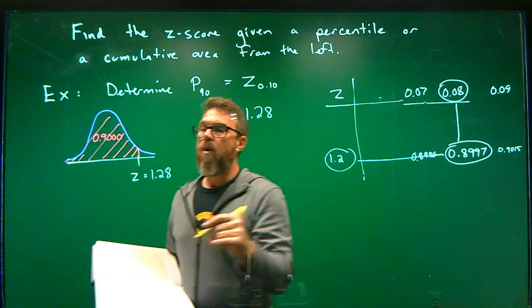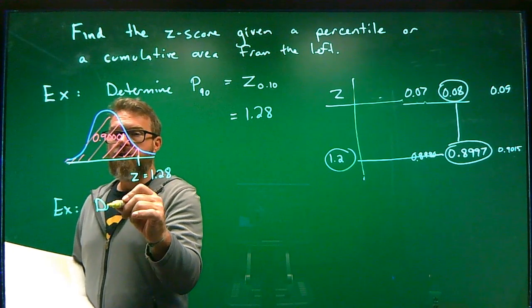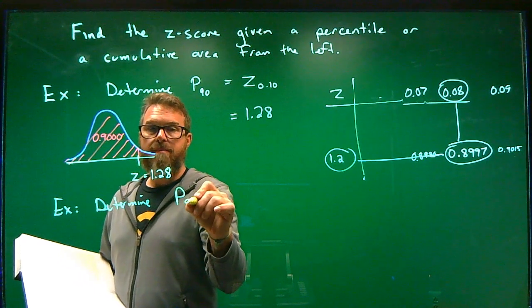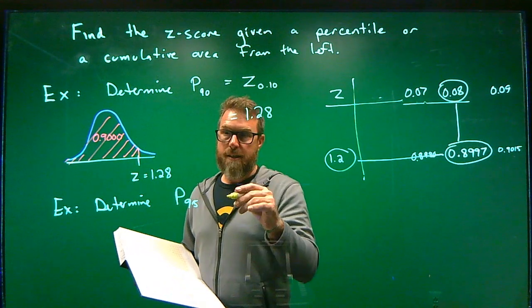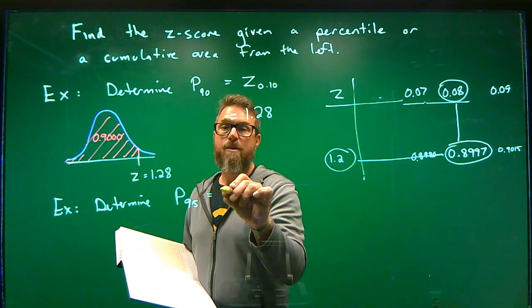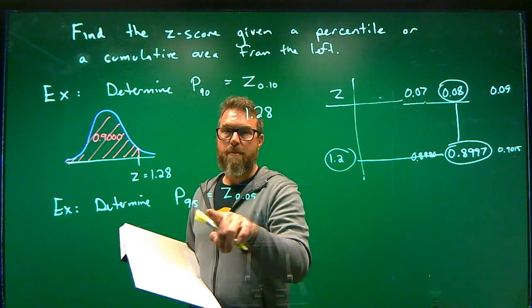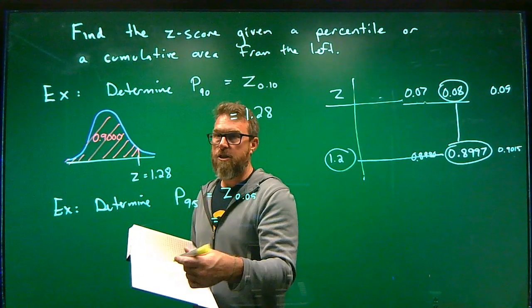Now I want to do one more example. Let's say determine P95. Now P95, or sometimes the book will ask you this as well, is this: if the area to the left is 95%, then the area to the right is going to be 5%. So really this is just that z-score that gives me that area.